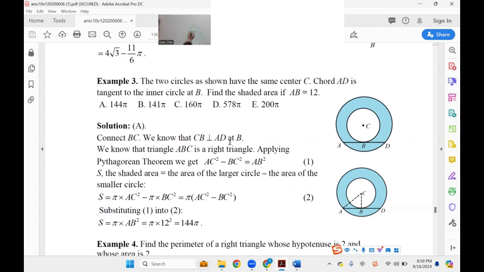So this is the hypotenuse, right? This is one side, this is another side, and then this is AB, right? Right, and then this shape, right? Right. So the answer would be A.